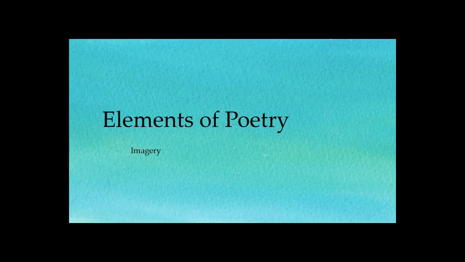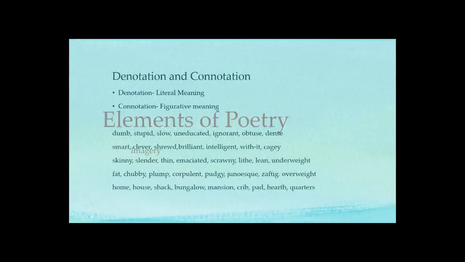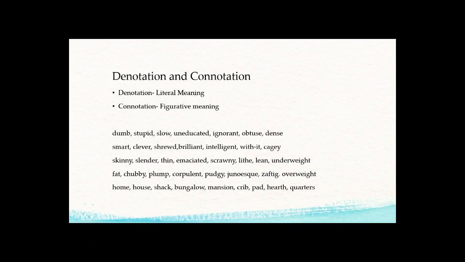Imagery is an element of poetry that I think we're most familiar with and probably feel most comfortable with. Again, when we focus on imagery, we always want to look at denotation and connotation. And I think in looking at these lists of words here, you can see how, while they might be describing the same thing, we have different feelings associated with them. So if you look down at the bottom line there, home, house, shack, bungalow, mansion, crib, pad, hearth, quarters, all of those are referencing the place that someone lives, but we have different feelings, different associations with those words, and that impacts the way that we read a certain poem.